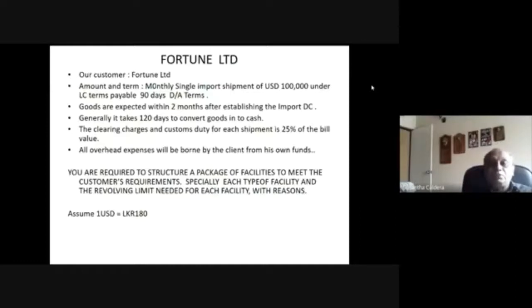And we assume $1 is equal to LKR 180. That's the exchange rate. Now we start doing the sum. Right? Okay. We give some other facilities.